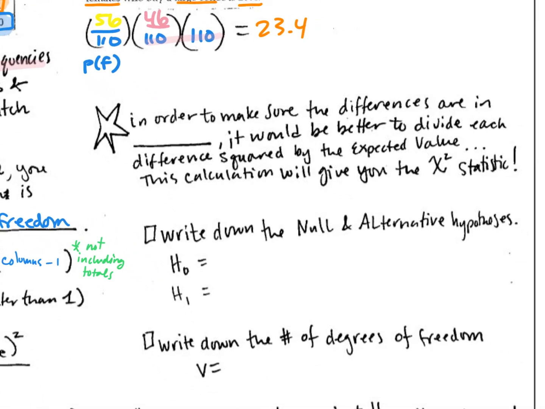In order to make sure the differences are in proportion, that's the word that goes there, proportion, it's better to divide each difference squared by the expected value. This calculation will give you the chi-square statistic. Yay! Okay, so again, this is where I still get a little bit confused, and that's fine.